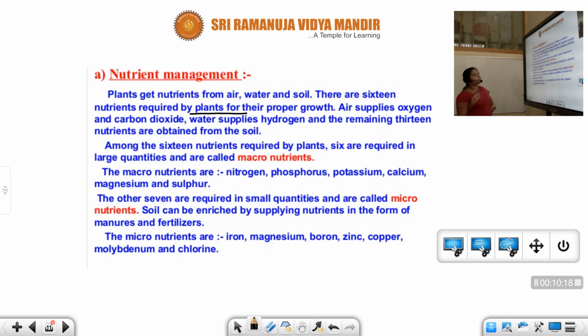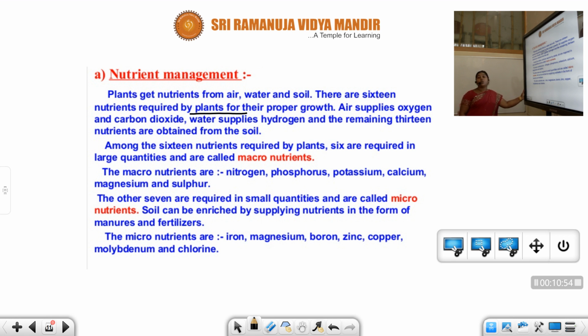See students, here air supplies oxygen and carbon dioxide, water supplies hydrogen, and the remaining 13 nutrients are obtained from the soil. See students, out of all the 16, 3 are obtained from the atmosphere, like from the air as well as from the water, and the remaining 13 are available from the soil. Among the 16 nutrients required by the plant, 6 are required in large quantities.